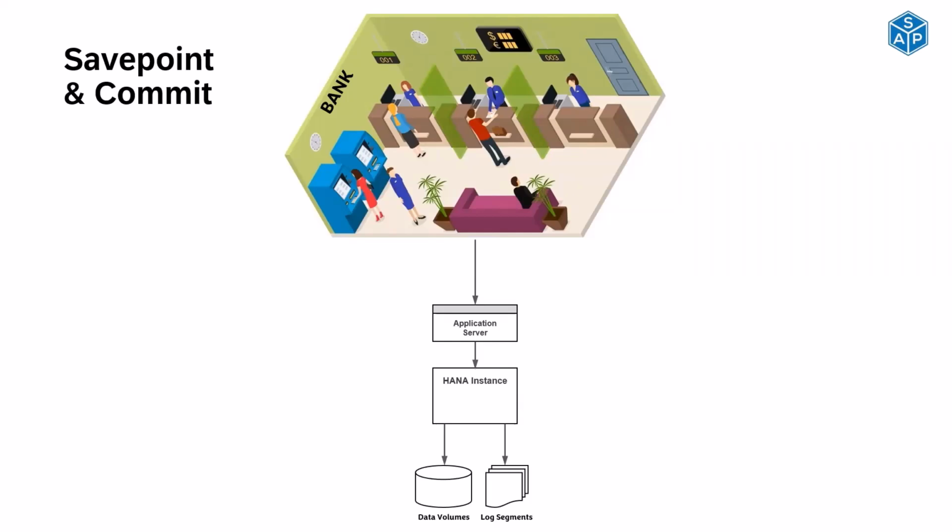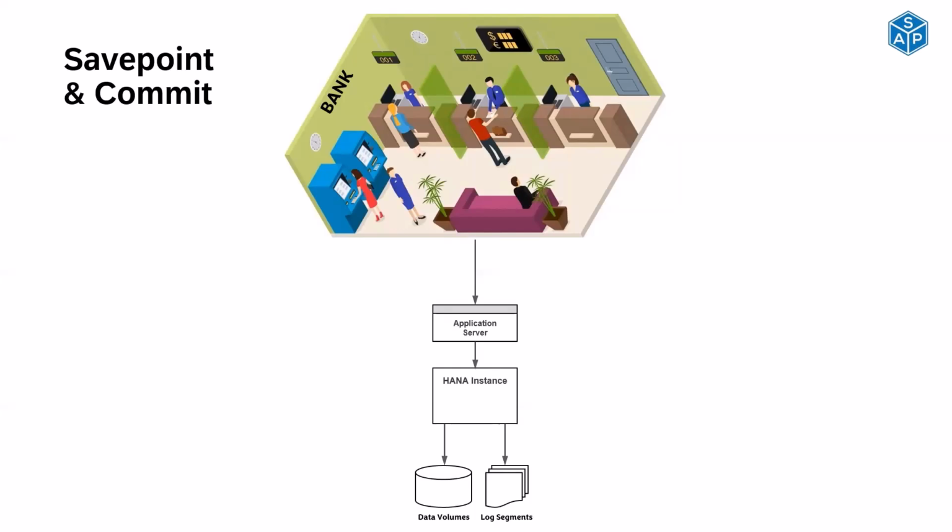Whenever a user comes and deposits any amount, the teller will punch that transaction into the system. The system will send the transaction to the application server. The application server will save the transaction in your database. Is this clear till now? The bank and the application server with its database, data volumes and log segments. Yes, it's clear.